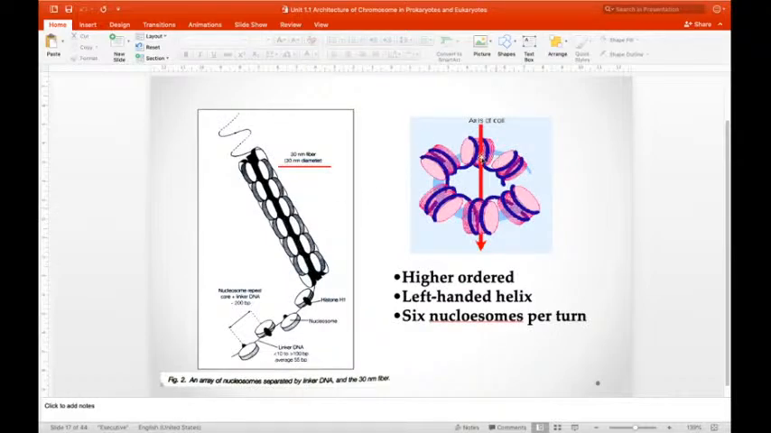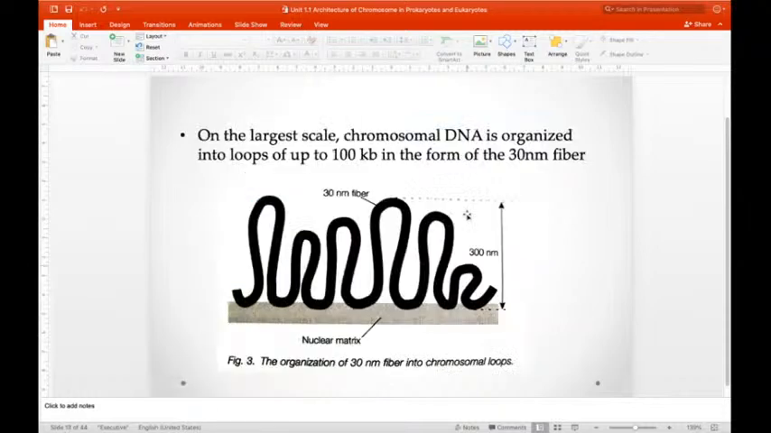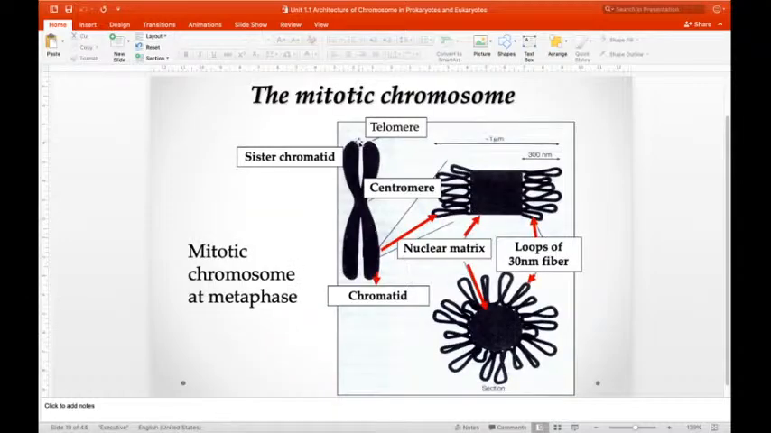So then these axes of coil are a high-order, left-handed helix, with 6 nucleosomes per turn. So then these nucleosomes start to make chains of turns, like 6 nucleosomes together. After they make these chains, your DNA inside the chromosome looks like this in loop shape, with 300 nanometer to 30 nanometer of size. So here's your mitotic chromosome.